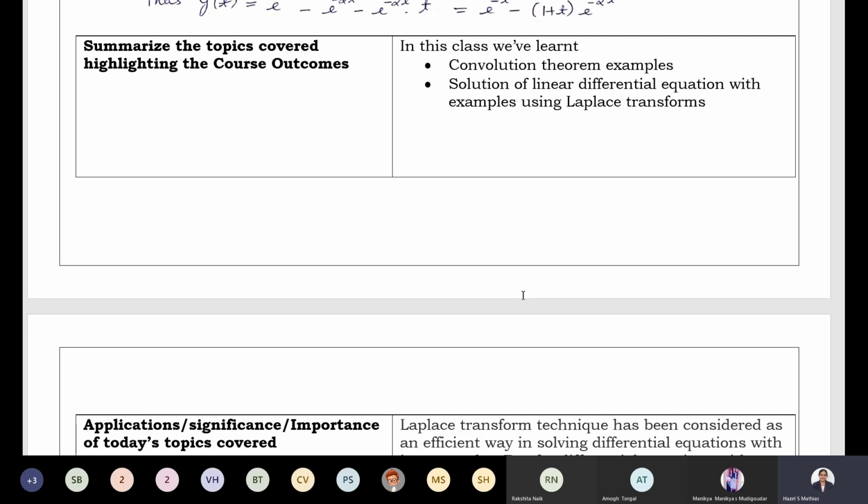So let's revise once again whatever we have learned. We have learned today few examples on the convolution theorem, how to find the inverse Laplace transform of the product of two functions. Then we have learned how to find the solution of linear differential equations using the concept of Laplace transform. That is the main part, why we have learned Laplace transform. Remember this, everybody. The main concept, the application part, is to find the solution of linear differential equations.